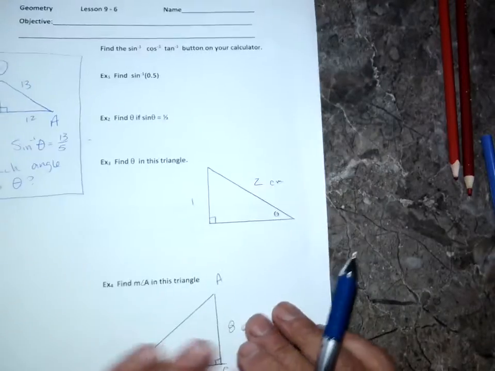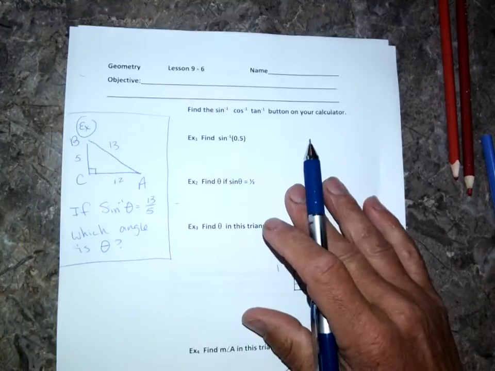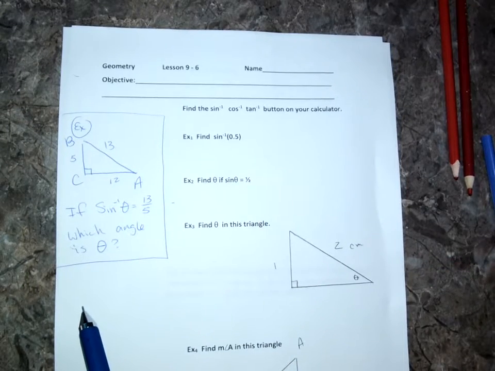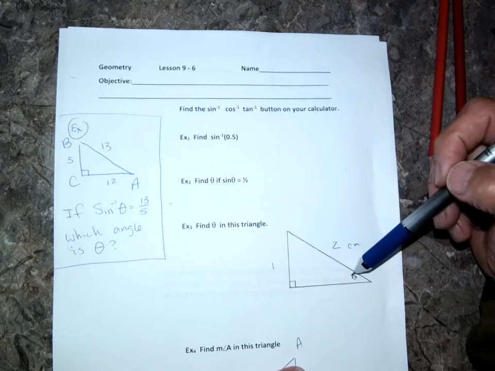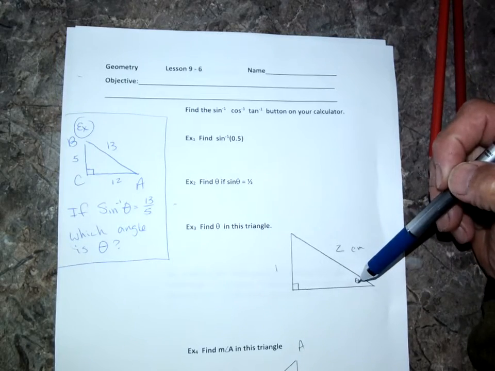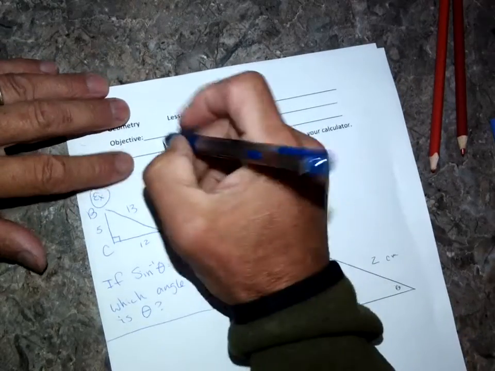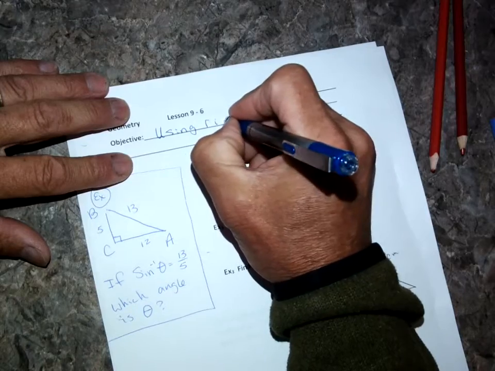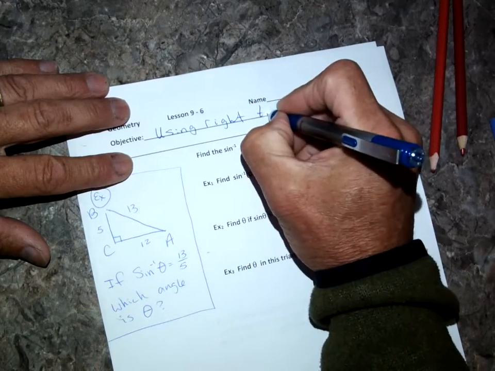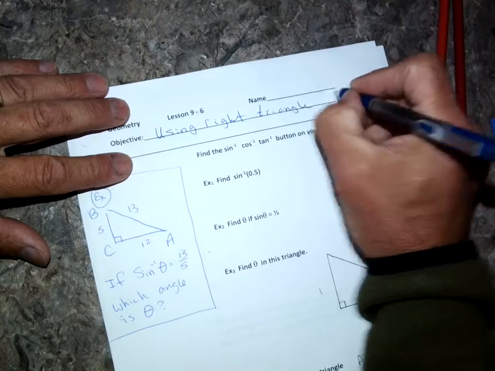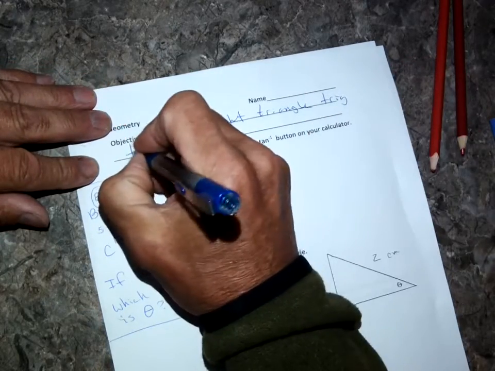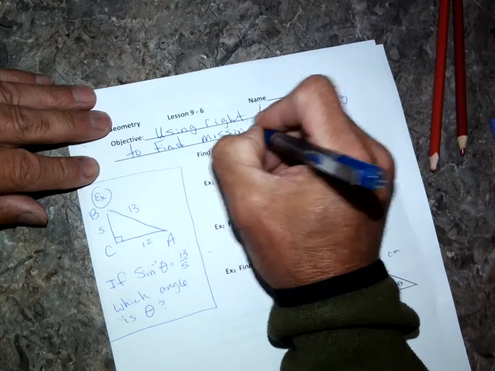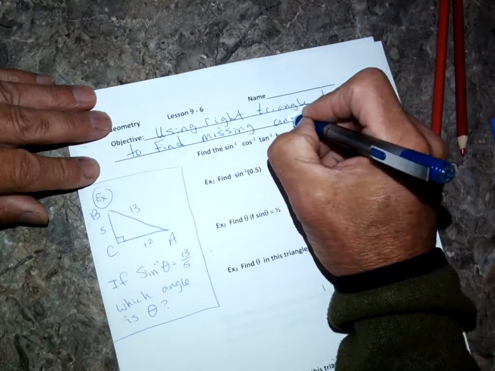Okay, so today, let's think about this, okay? Today's notes. So, gosh, let's take a look at a triangle, okay? So if we have a triangle and we don't know the angles, we can actually use trigonometry to find the angles. So our objective then is using right triangle trig to find missing angles. Okay?